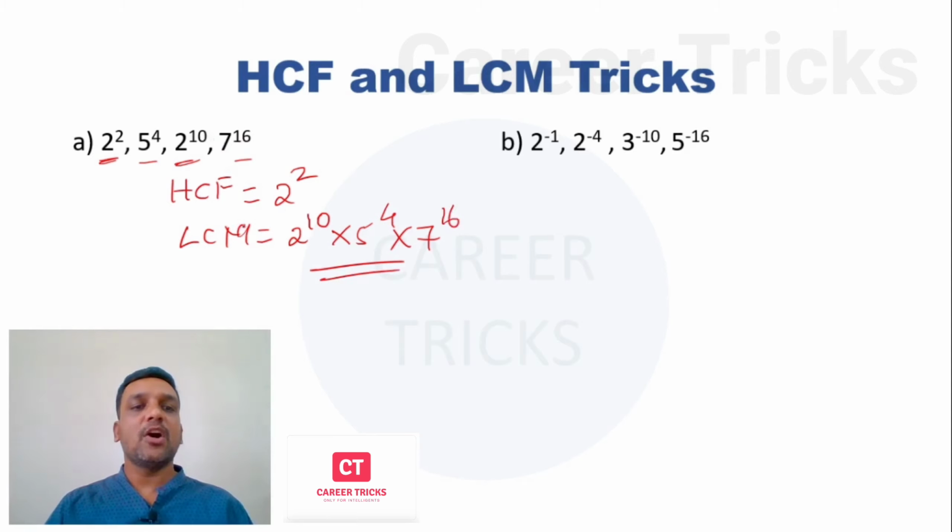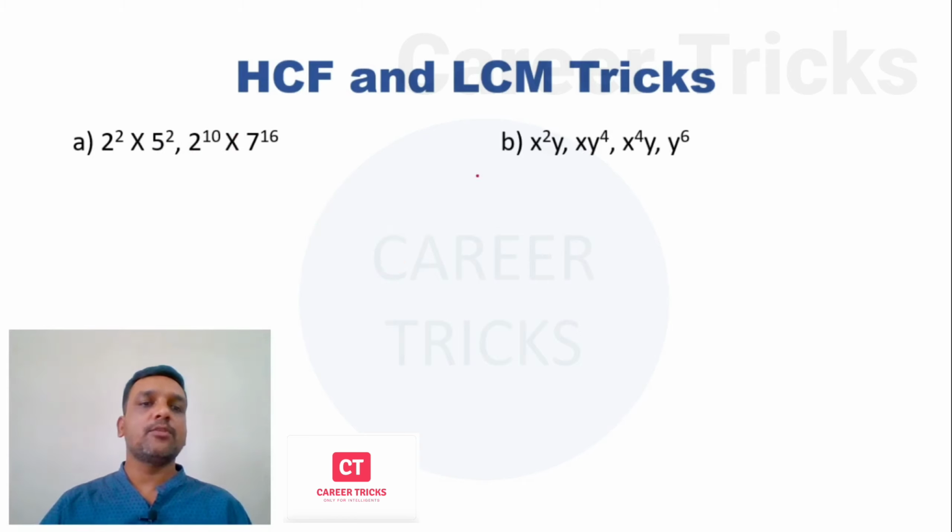Okay. You know how to solve the LCM and HCF for different base numbers and different powers. For that we check now. Here, the next problem, two numbers are there. We have to write the LCM and HCF of this. The first number is 2 to the power of 2 into 5 to the power of 5. Here 2 to the power of 10 and 7 to the power of 16 are there. Which is the common term here?